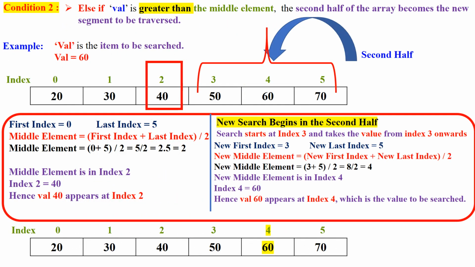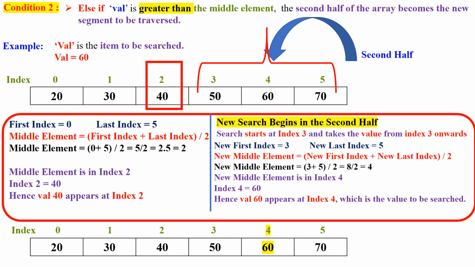Condition 2. Else if val is greater than the middle element, the second half of the array becomes the new segment to be traversed. Let's see an example. Val is the item to be searched. Val is the variable which holds the element to be searched. Val equals 60. Look at the first picture. A sorted array consists of elements 20, 30, 40, 50, 60, and 70 with index marked from 0 to 5.